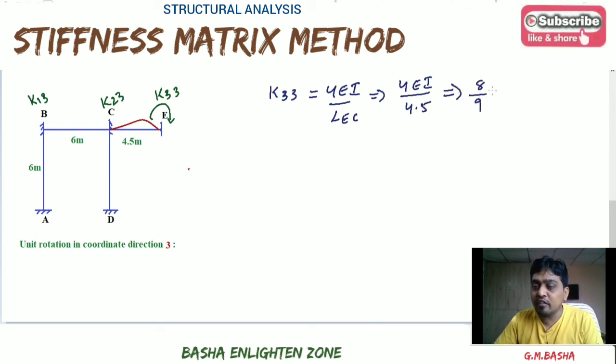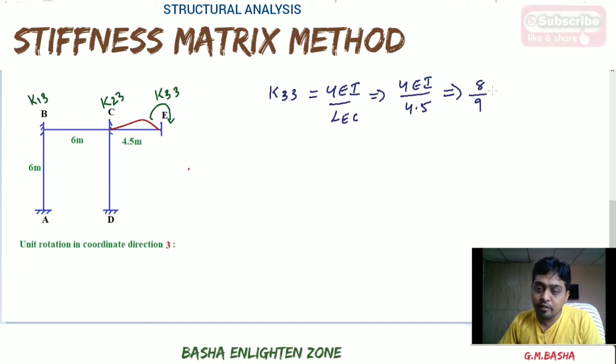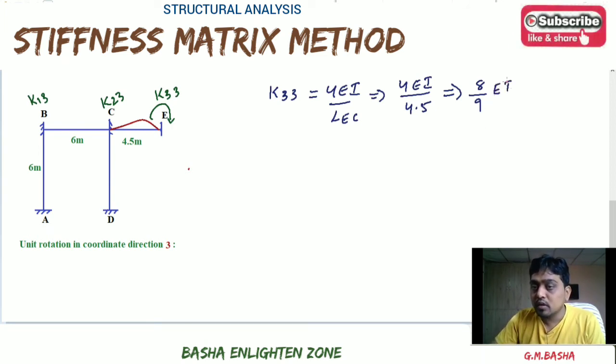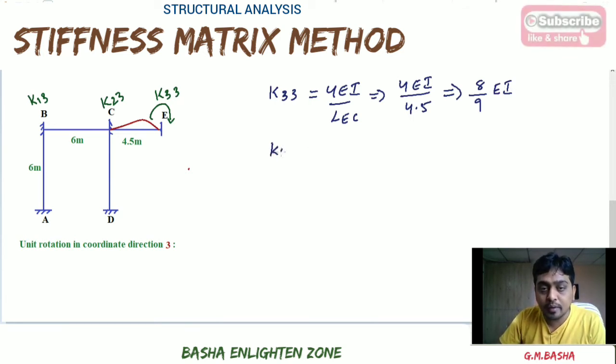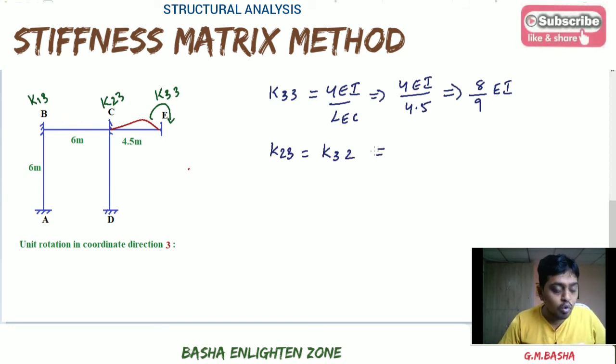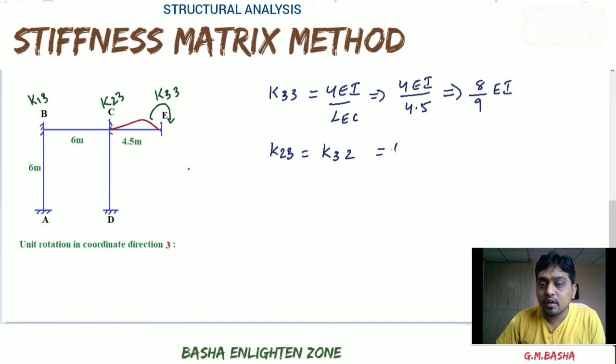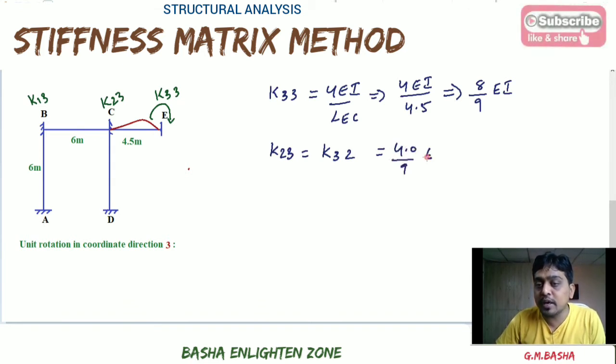So in terms of 8 by 9, if you take decimal 0.44 or any other value you will get, you keep it like that only. Simplify 4 by 4.5 and keep the value whatever you obtain there. And at the same time K23. So already I told you that K32 will be equal to K23. So how much you will get here? No need to simplify again and again. Take down directly whatever the obtained values are here.